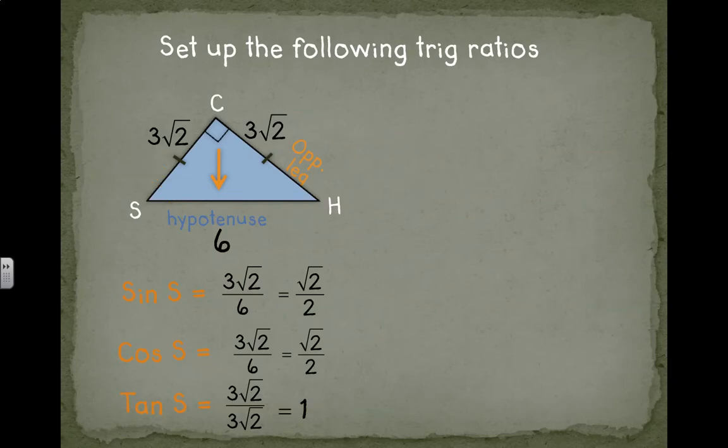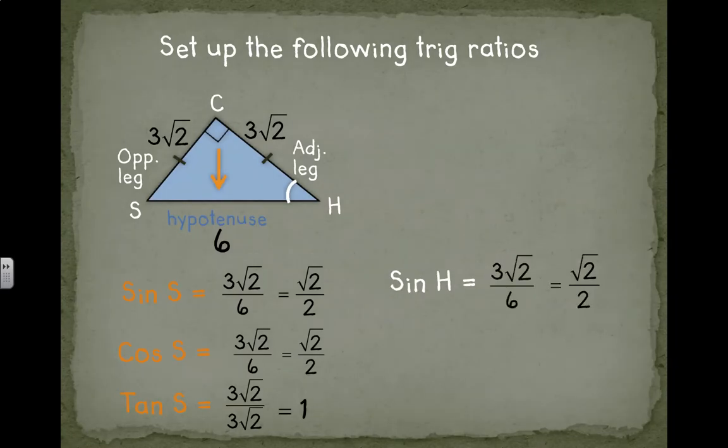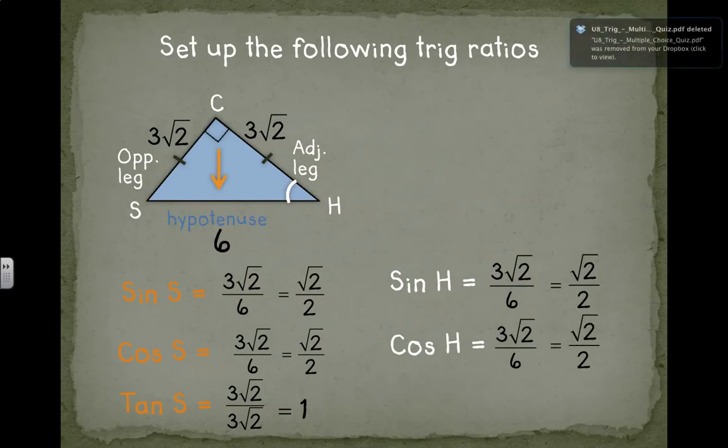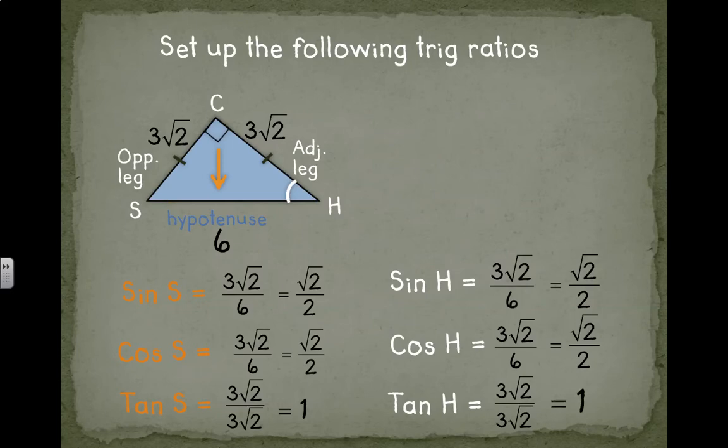Now we're going to change this to angle H, so we're going to find the trig ratios using the opposite leg and the adjacent leg this time, although they're marked correctly, which is good. And notice that this is one of those special cases because it's an isosceles right triangle. The sine and cosine of H and the sine and cosine of S are going to be the same as is your tangent of H.